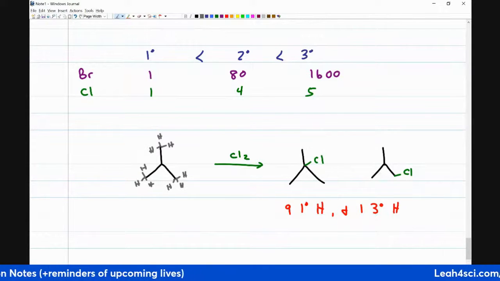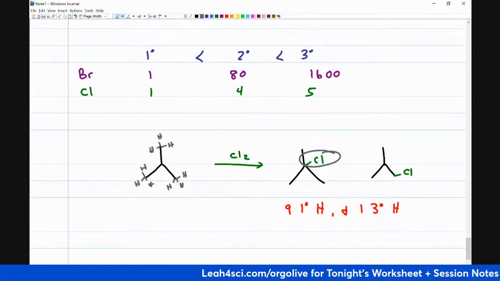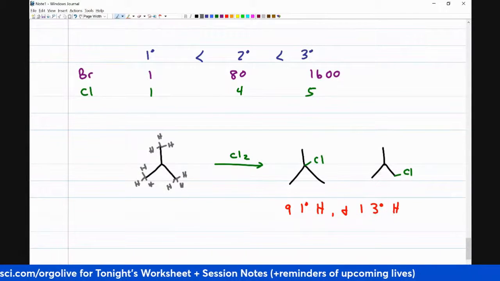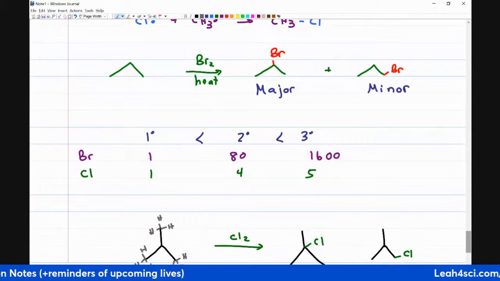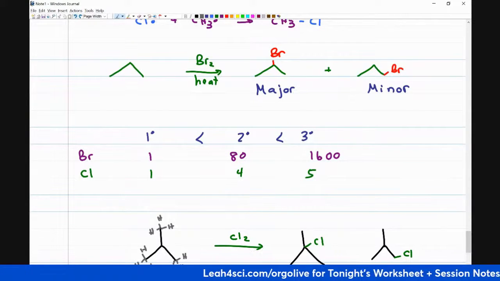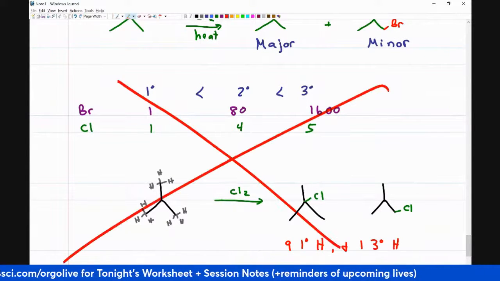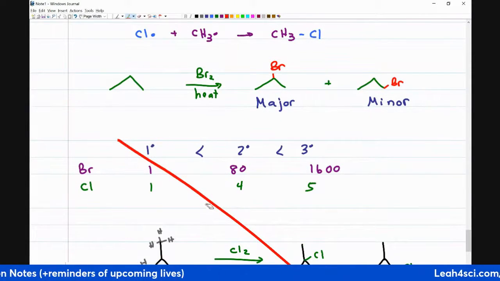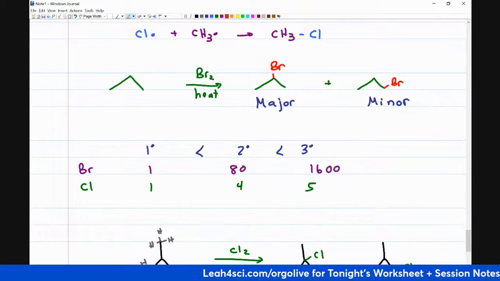The reason this is important is if you're doing a mechanism or you're doing a synthesis and you need a halogen here so you can eliminate or substitute or whatever it is you're trying to do, turn it into a Grignard, don't use chlorine because you're probably going to get the wrong product. Use bromine because the chance of getting bromine tertiary is 1600 to 1, and therefore you're a lot more likely to get that product. If your professor does not require you to understand this, don't worry about a word I just said and only focus on the fact that major and minor has to do with the more stable radical, the major product. The less stable radical will give you the minor product.